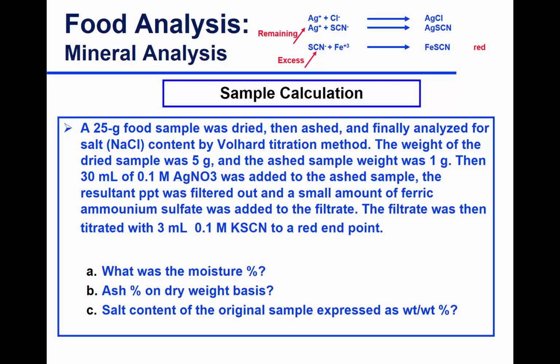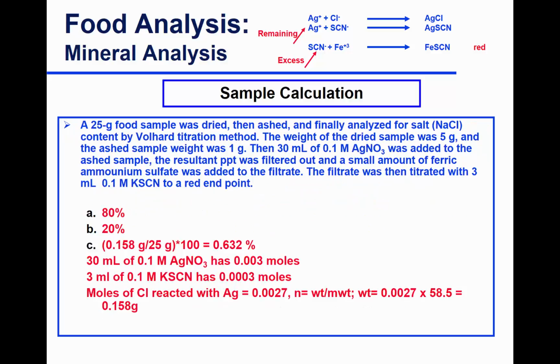So the question is asking for the salt content of the original sample expressed as weight by weight percent. So this is the weight of the salt. The original weight is 25 grams. So percent weight by weight of salt is equal to 0.158 over 25 grams times 100. And that is, do you have that? So that's how you get it.